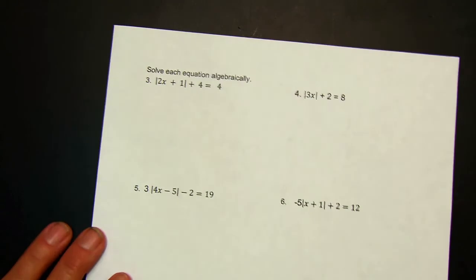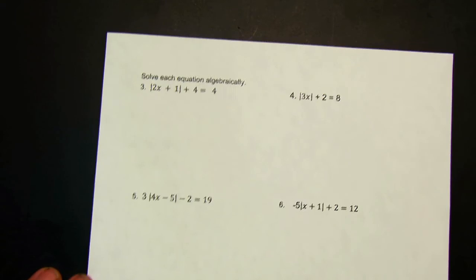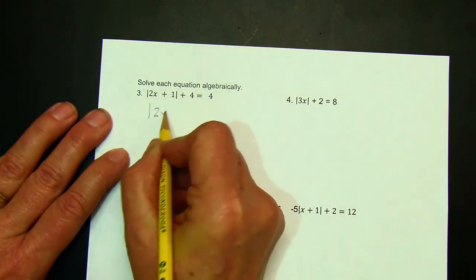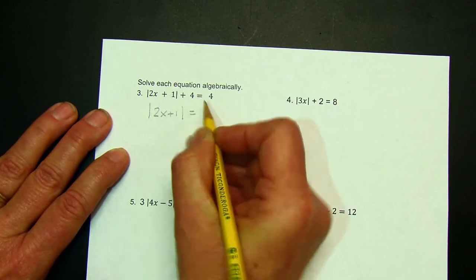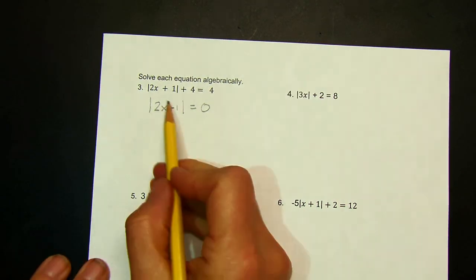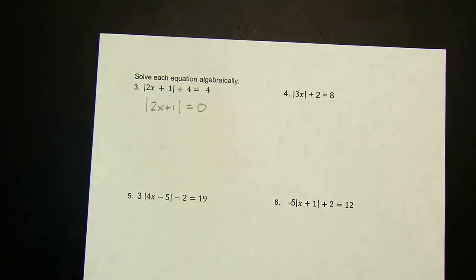Okay, let's turn over in the back. All right, absolute value is not alone, so again, I have to get it alone. So I subtract 4 from both sides, and when I subtract 4, I get 0. How many solutions? 1. Because the inside of this has to equal 0. It can't equal 0 and negative 0. There's no such thing as negative 0.